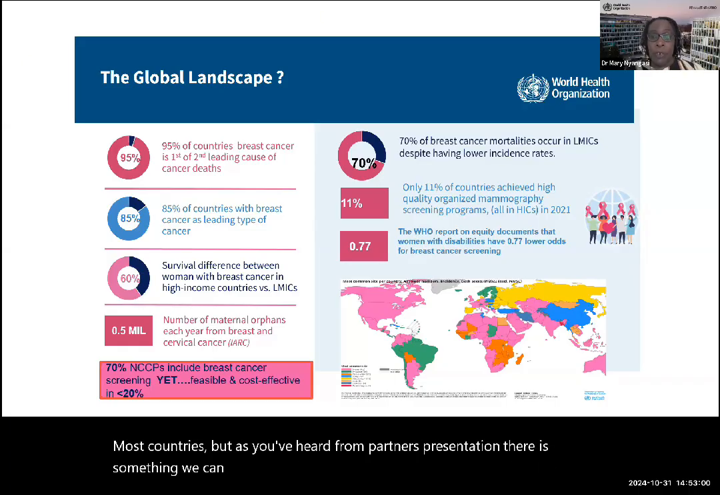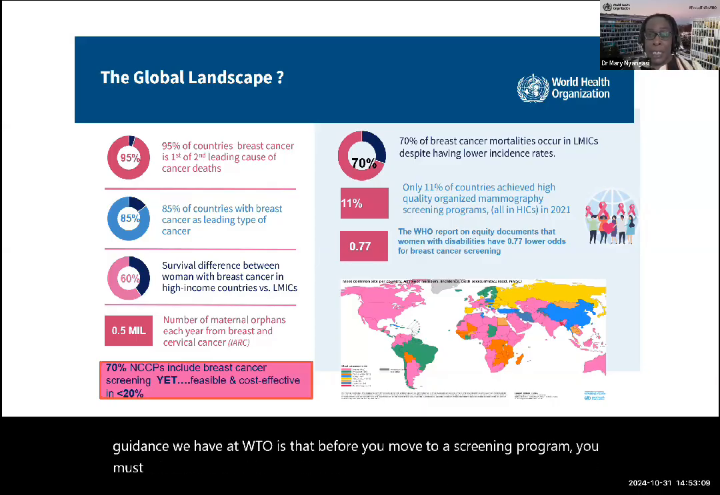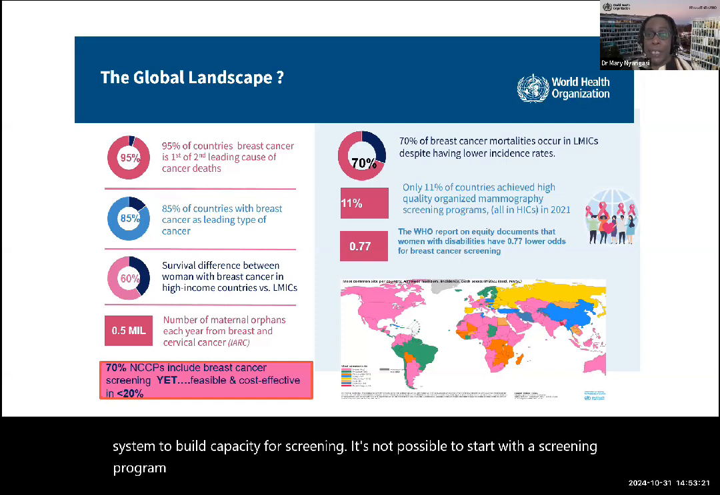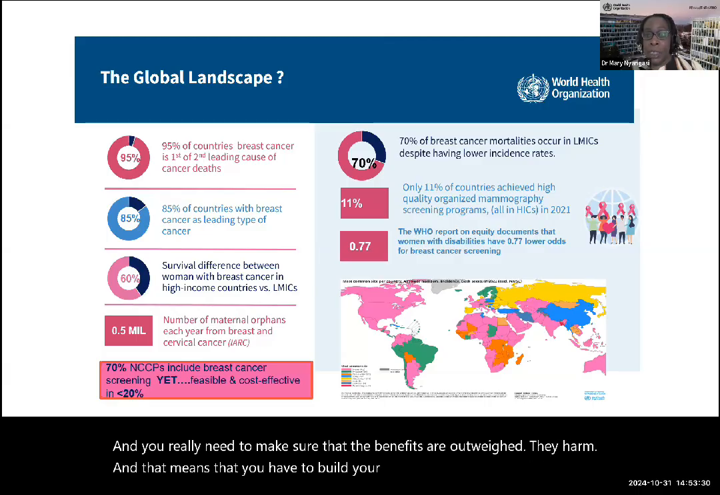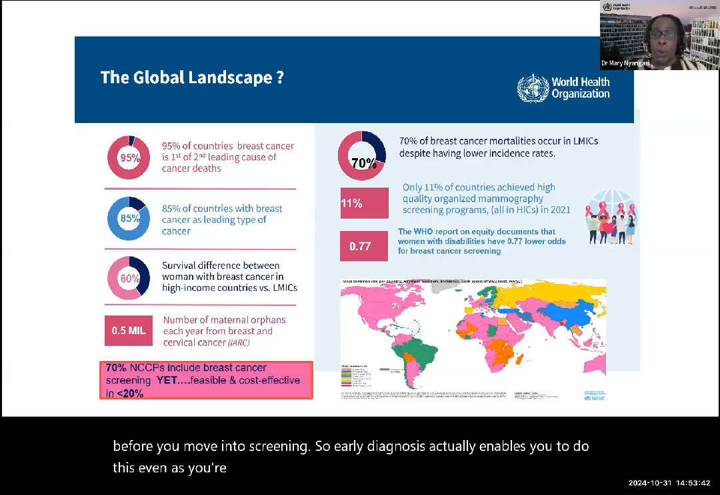do. We need to focus on early diagnosis, and in fact, the guidance we have at WHO is that before you move to a screening program, you must have implemented an early diagnosis program, which allows the system to build capacity for screening. It's not possible to start with a screening program entirely. Even when you look at the principles of screening, you really need to make sure that the benefits outweigh the harm. And that means that you have to build your capacity for diagnosis and treatment before you move into screening. So early diagnosis actually enables you to do this even as you're preparing eventually to move to screening.